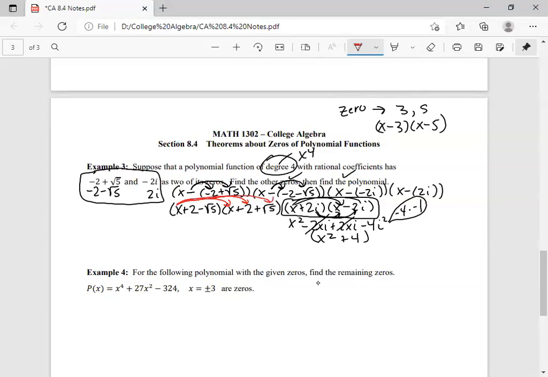X times x. I'm just going to write these. I'm going to scoot over because it's going to take some room. So x times x is x squared. X times 2, 2x. And x times the square root of 5 is just x square root of 5.